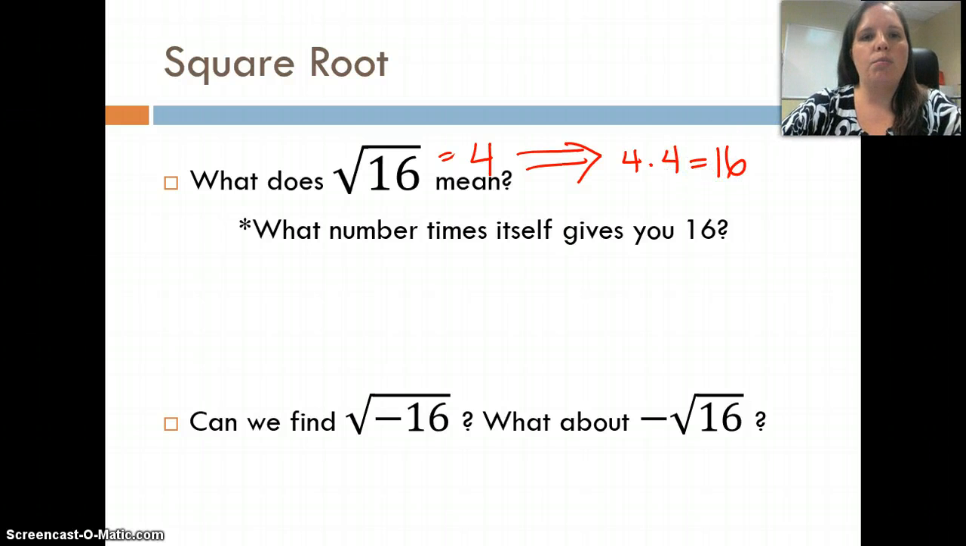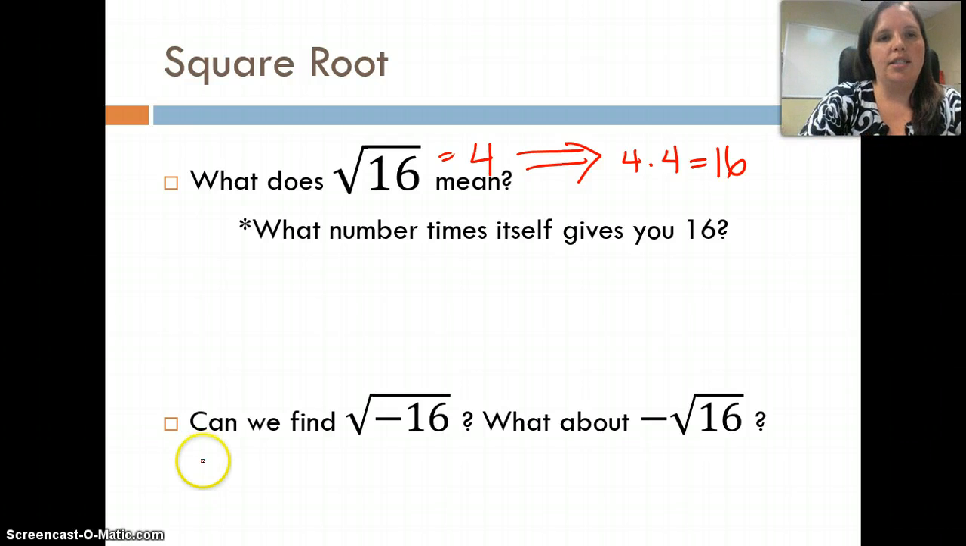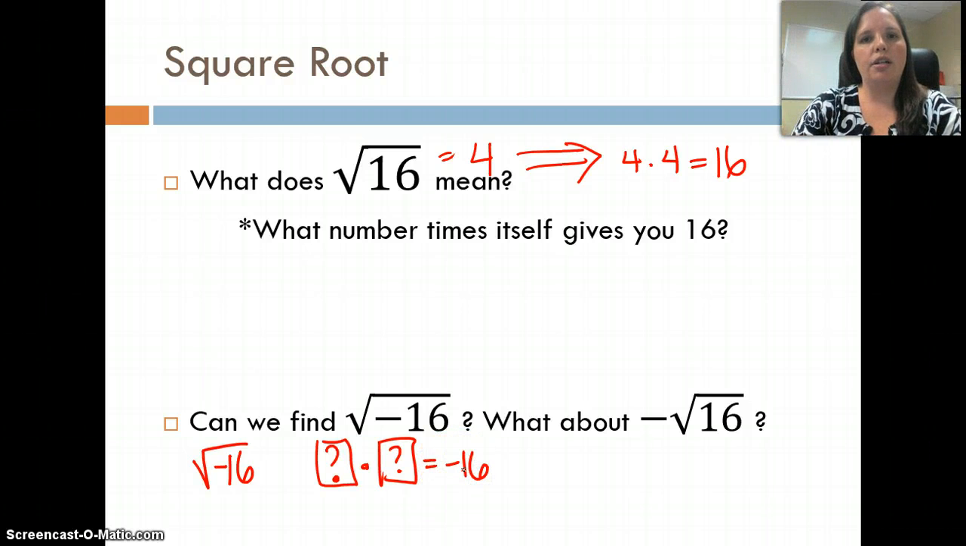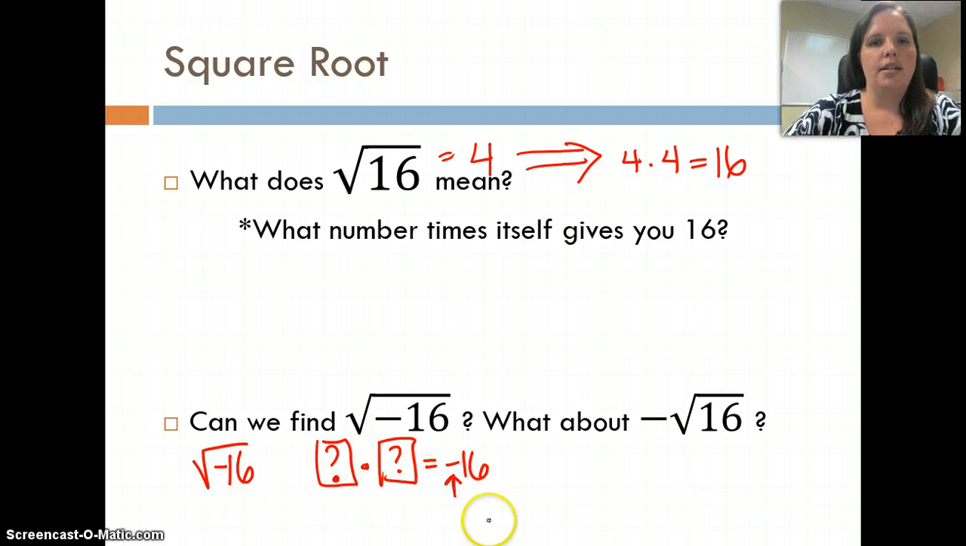So why can't we find the square root of negative 16? So the square root of negative 16. Well, we're looking for some number times itself that gives me negative 16. Why can't I find a number times itself that gives me negative 16? Well, that's because of this negative sign.